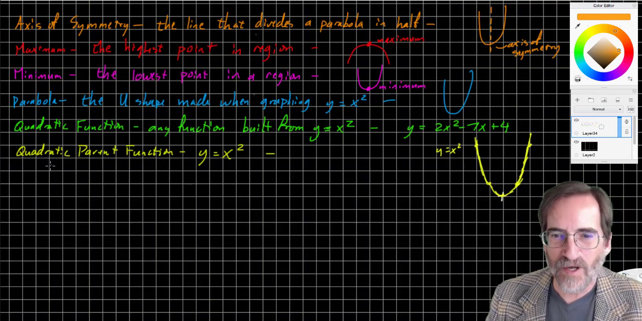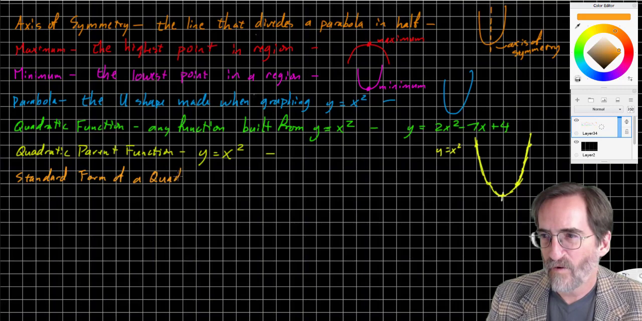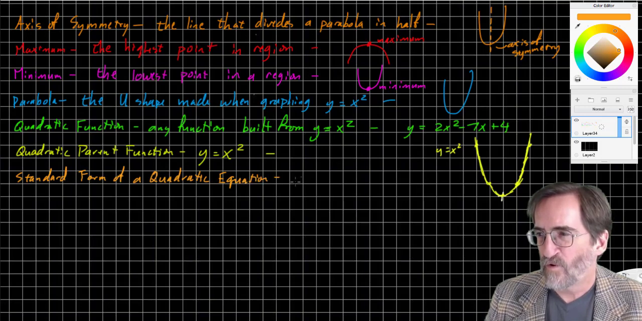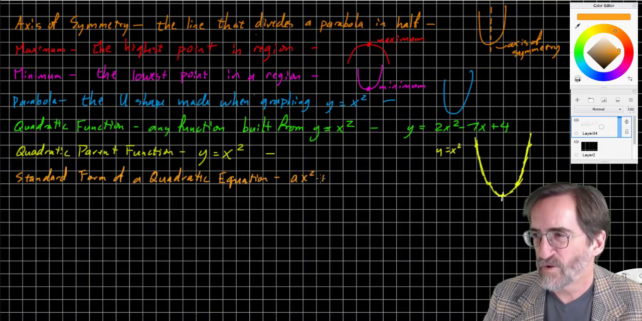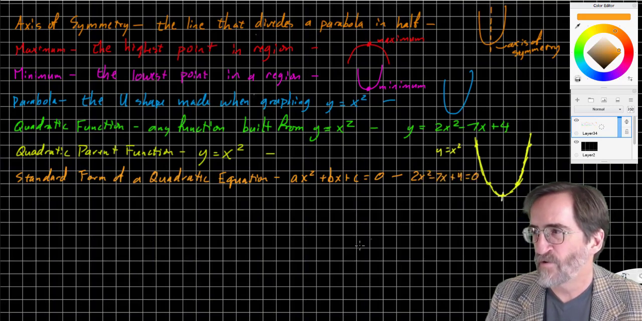Standard form of a quadratic equation. The formula is ax squared plus bx plus c equals 0. As an example, we'll do 2x squared minus 7x plus 4 equals 0.